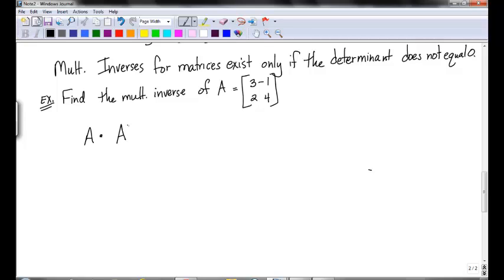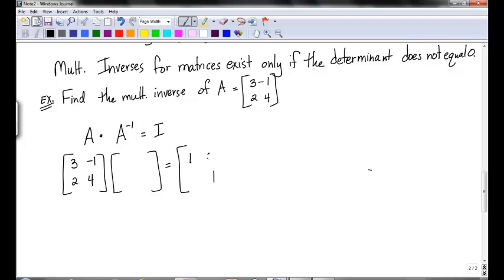Basically, we're going to take matrix A times its inverse and bring it back to the identity. So matrix A is 3, -1, 2, 4. A inverse, I don't know. The identity for multiplication we just said was 1's down the diagonal to the right and 0's everywhere else. Since we don't know the inverse, we're going to label it A, B, C, and D.